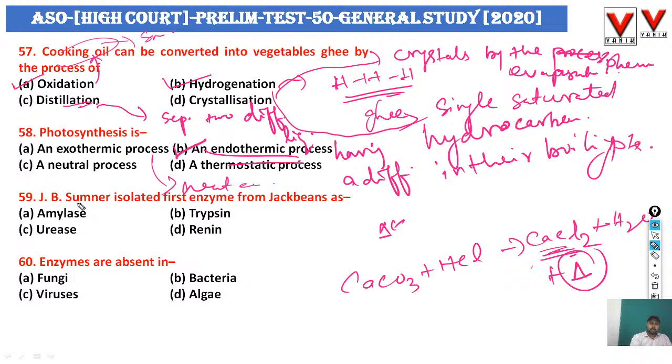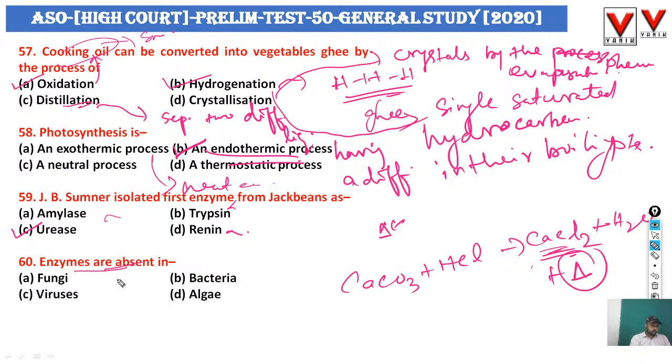Then we have 59. J.B. Sumner isolated the first enzyme from jack beans. Actually, it is urease that was isolated from jack beans by J.B. Sumner. It's not amylase, trypsin or rennin. Next, moving to the next question.